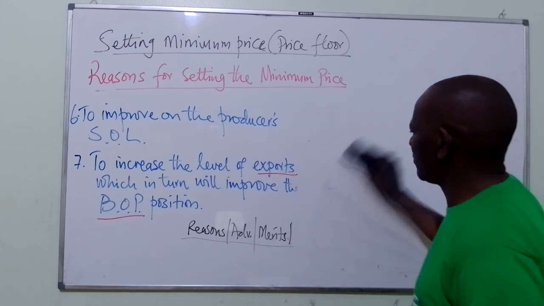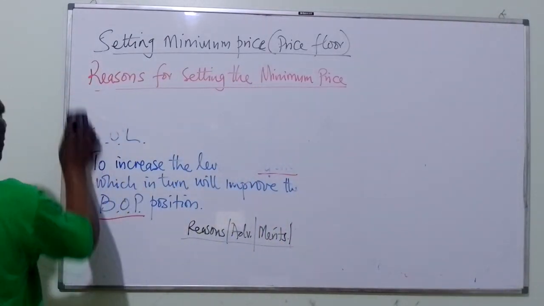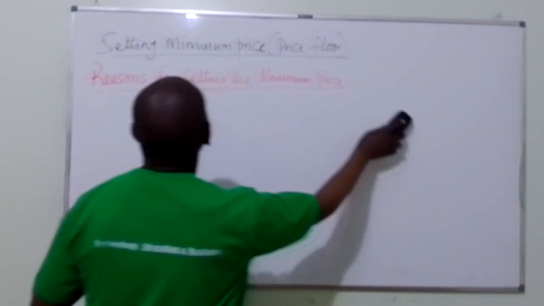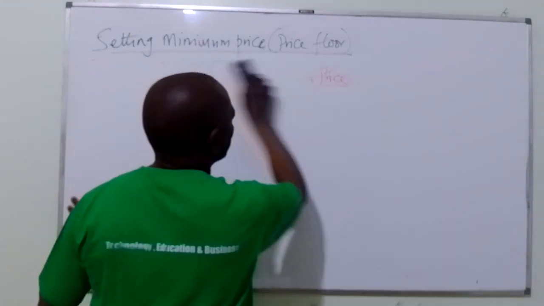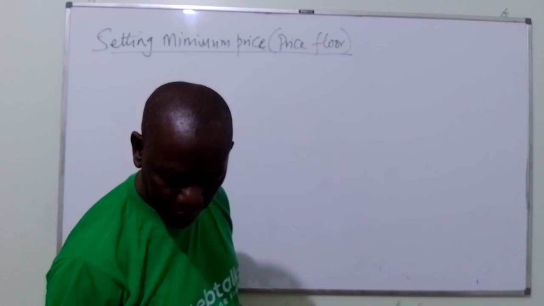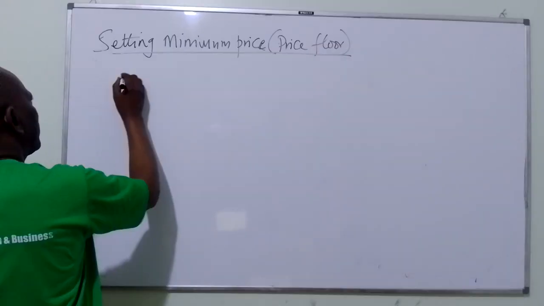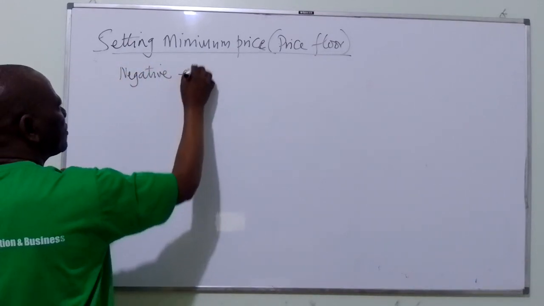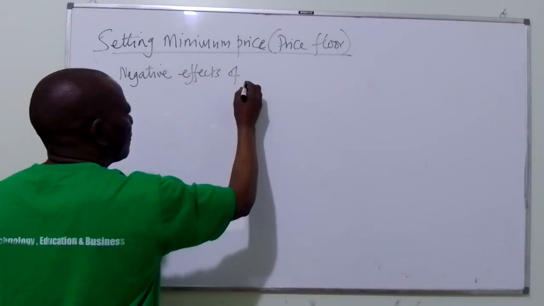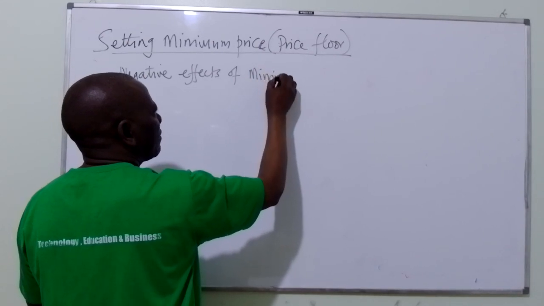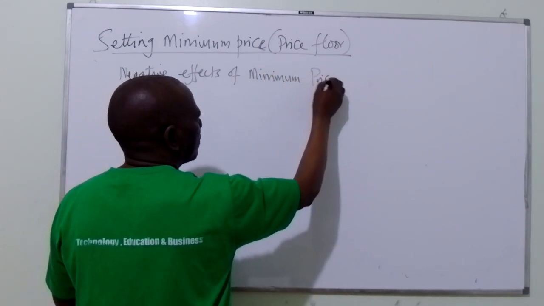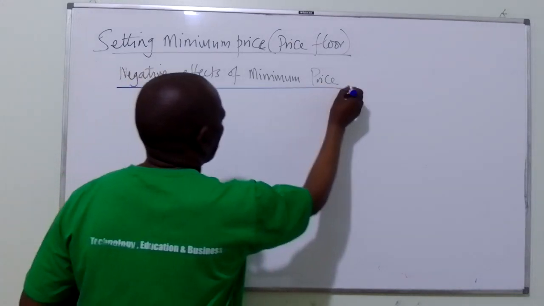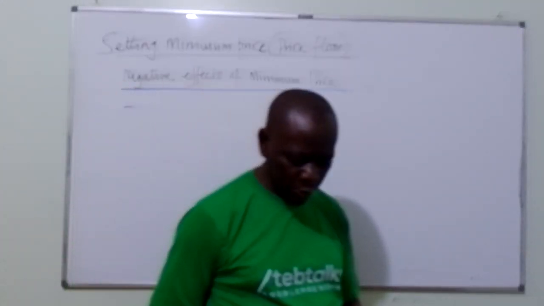I was not supposed to rub off this, but we can rub off. These are reasons, and now saying we are looking at the negative effects of minimum price. These are disadvantages. And this is what we are going to look at.